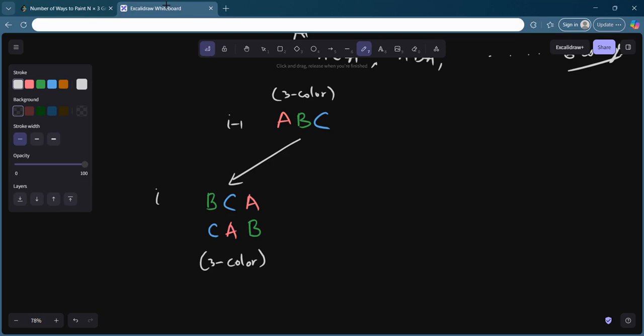So you see, beneath A you have B or C. Both of the cases I've taken care of. And if you are not going to repeat colors, that is the constraint here. So from one 3 color combination you get 2 3 color combinations.